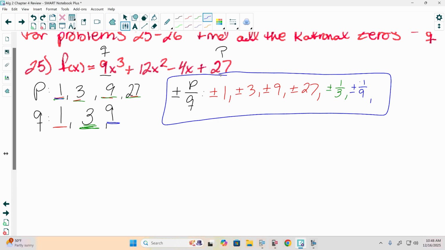So 1, 3, 9, 27, 1/3, 1/9, and the negative versions of those are all the solutions. You have to have the plus or minus. We need both. We need the positive 1, negative 1, positive 3, negative 3.